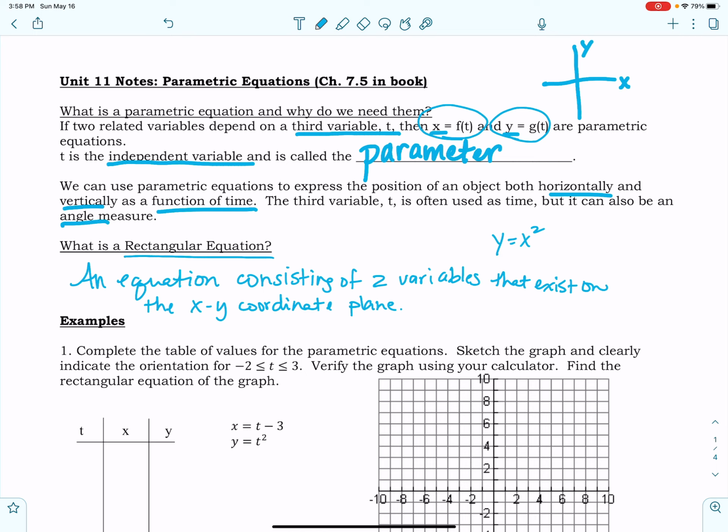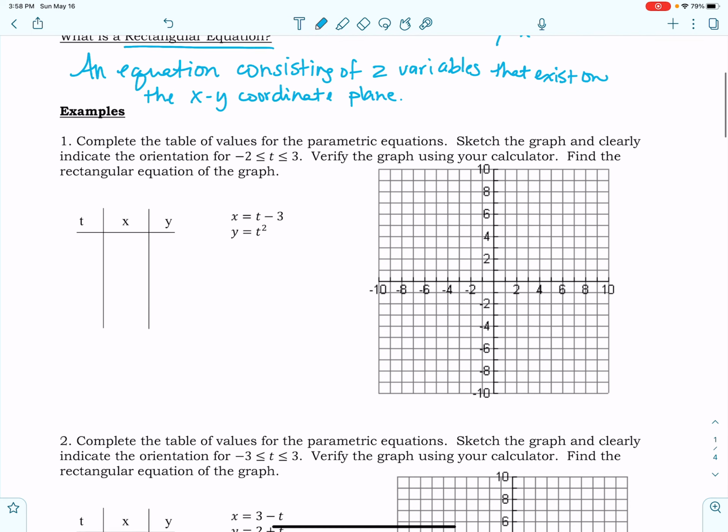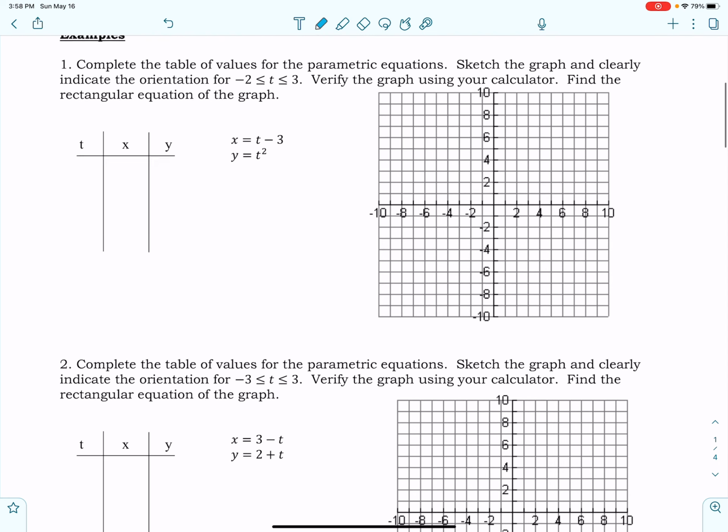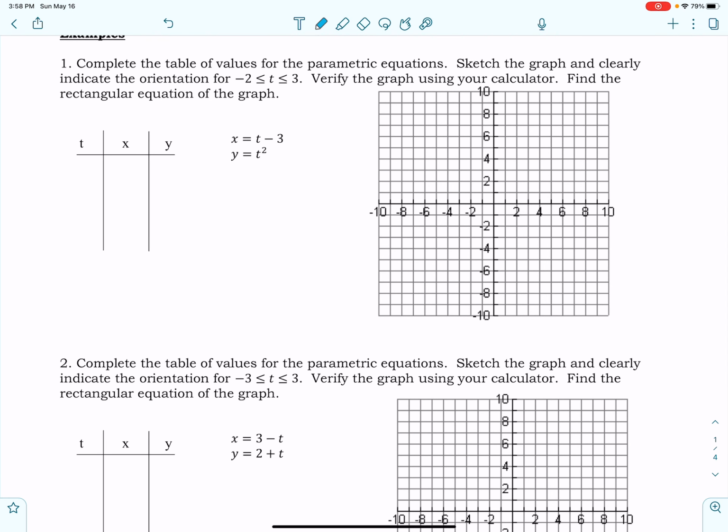So now we're going to look at how we graph a parametric equation. We're going to look at this first example here, and we're going to complete the table of values for our parametric equations. And we're going to sketch the graph and indicate the orientation. That means the movement, because remember, parametric equations show movement through your function as it relates to time.